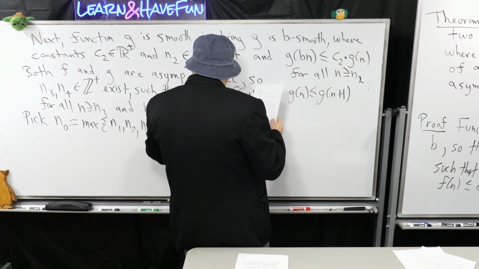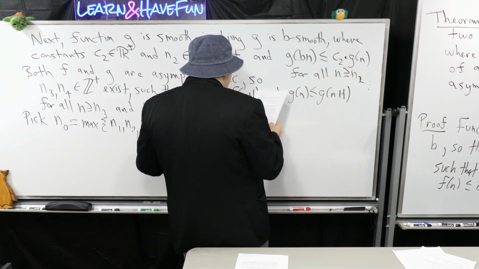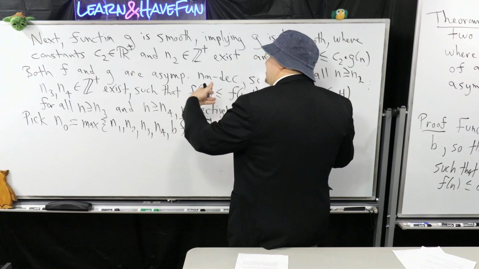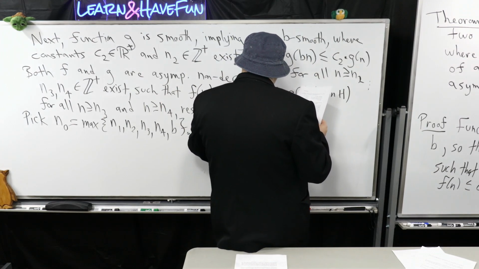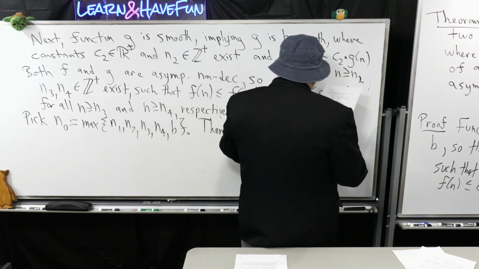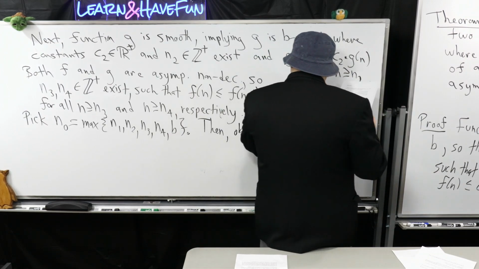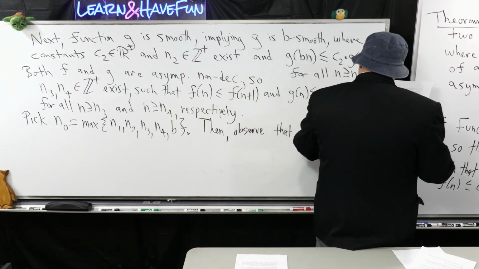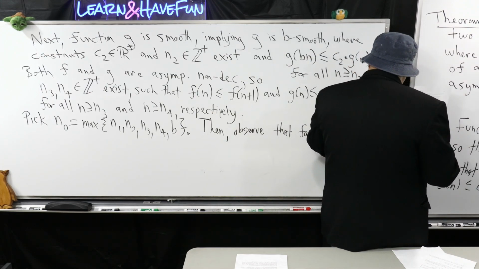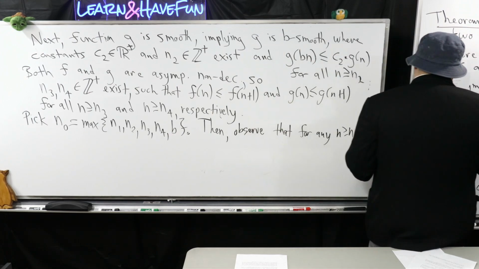So now I'm going to use a property that we have at our disposal relating to the powers of b. So this is another key part of this. Then observe that for any n greater or equal to n0, and I must stress to remember that n0 is greater or equal to 1. So just keep that in mind.